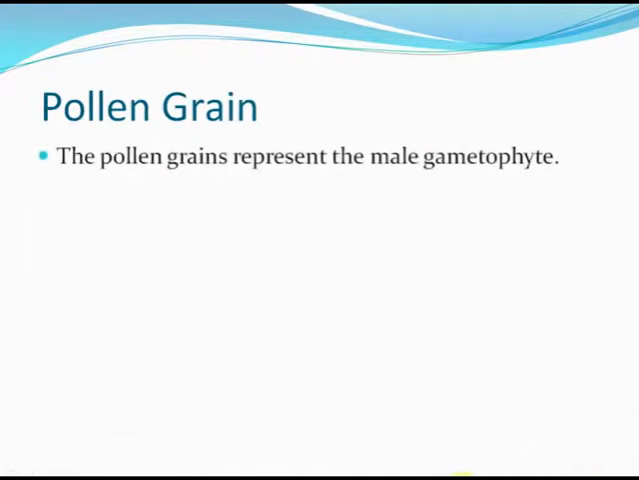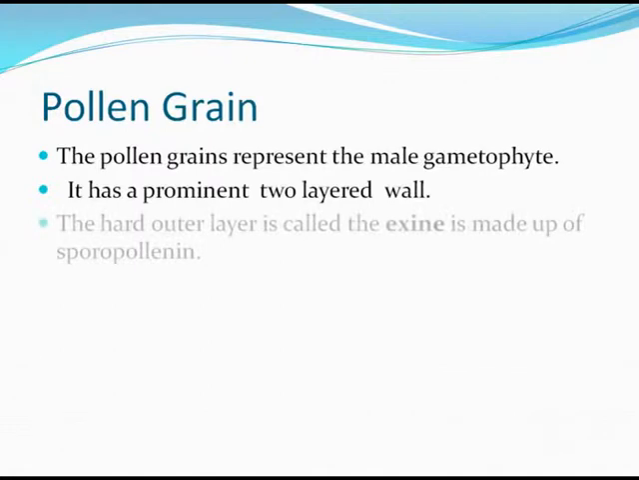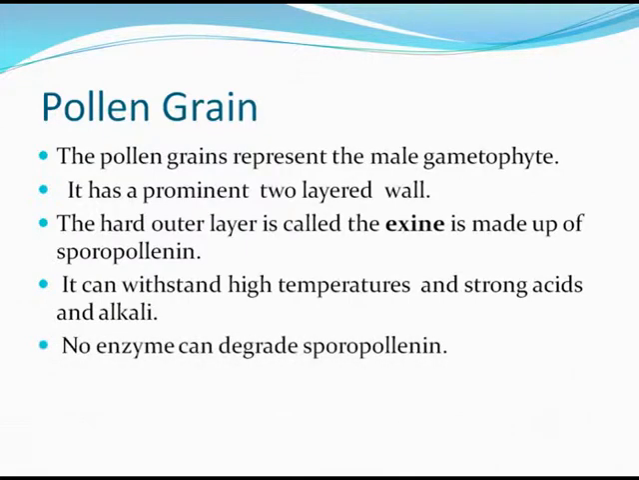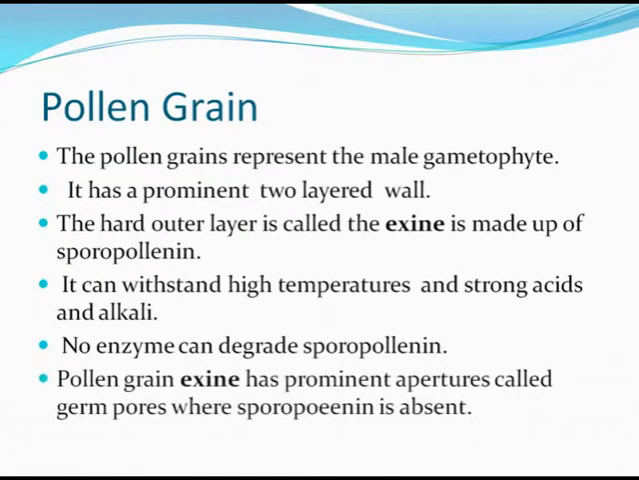Pollen grains represent the male gametophyte. It has a prominent 2-layered wall. The hard outer layer is the exine, made up of sporopollenin. It can withstand high temperatures and strong acids and alkali. No enzyme can degrade sporopollenin. The pollen grain exine has prominent apertures called germ pores where the sporopollenin is absent.